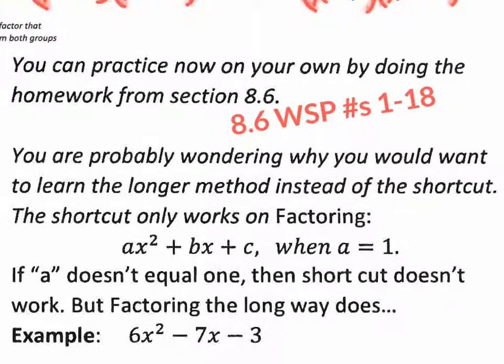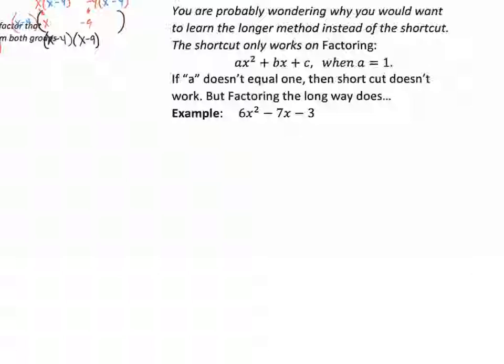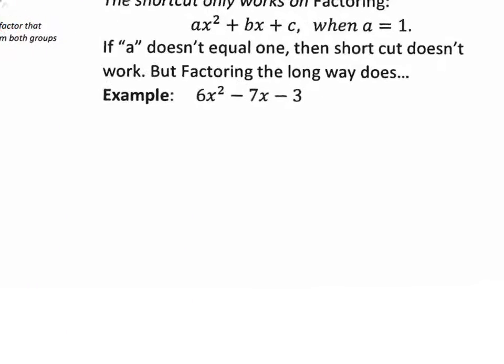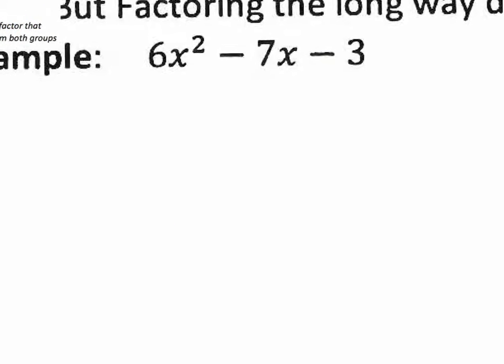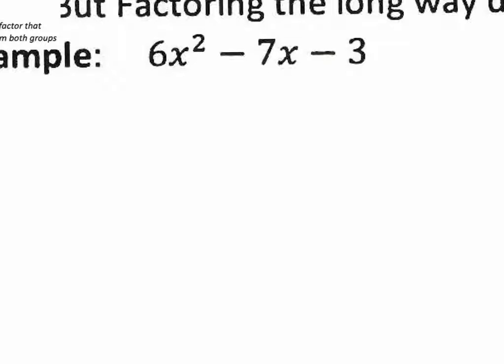So you're probably wondering, why did you show us the long method if we could do the shortcut? So we always have a backup, right? No. Because look at this one. On this one, you cannot do the shortcut. Why? Because when you start distributing x times x, it's not 6x squared. So if your a value is not 1, then you can't use the shortcut. So what we need to do here is the long method.